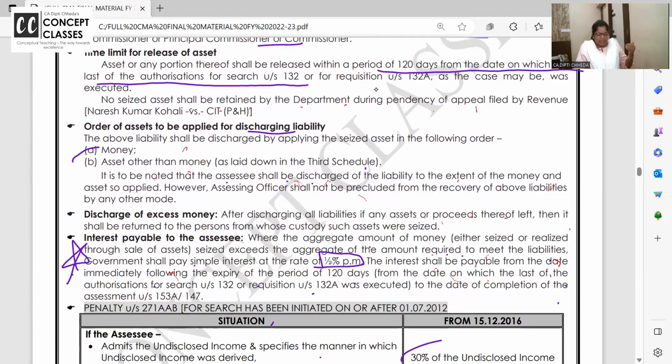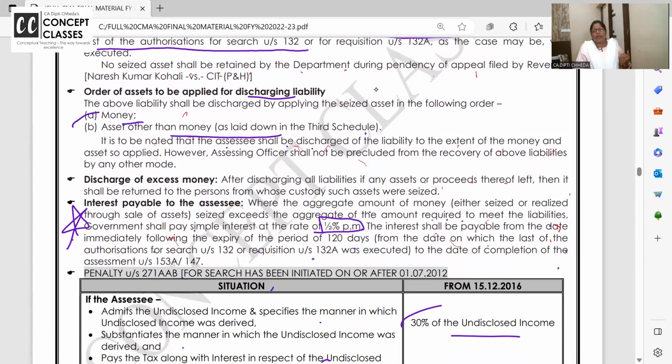What is the order of the asset? First you will use the money, then you will use the other assets and so on. And if you have recovered excess, while paying back, मतलब आप रेड में कुछ ज्यादा ही कैश और asset लेके चले गए, सीज कर लिया और अब वापस लौटा रहे हैं, then you have to pay 0.5% per month interest. It's as good as a refund.